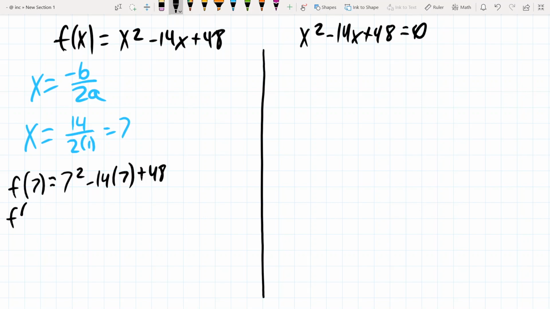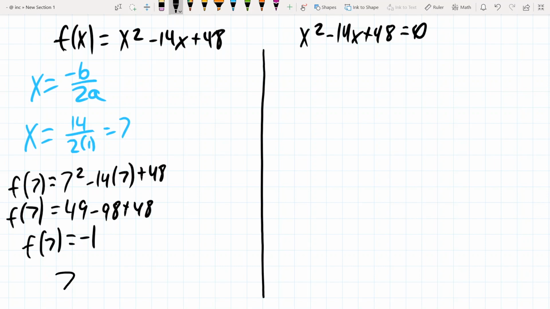So when we're finding f of 7, 7 squared is 49. Then we're doing 14 times 7, which is 98. Plus 48. So 49 minus 98 plus 48 gives us negative 1. So f of 7 equals negative 1. So we know that the vertex is at the point 7, negative 1. So that helps us when we're graphing this.